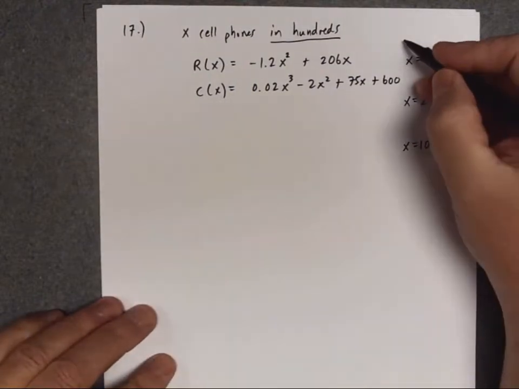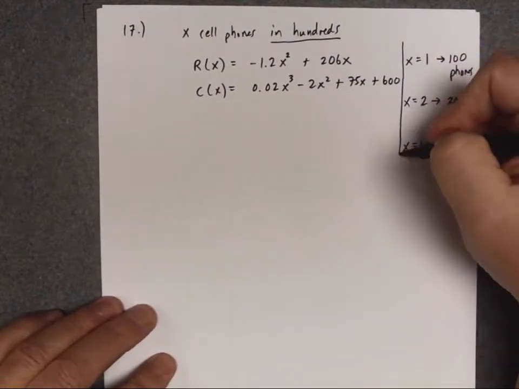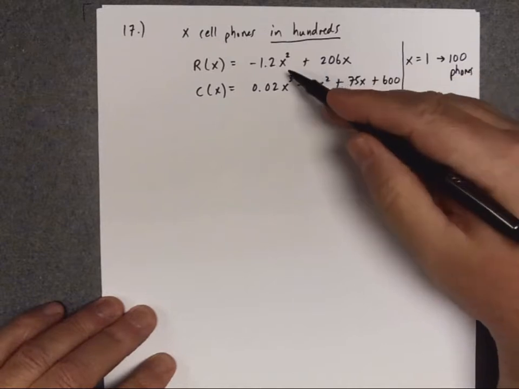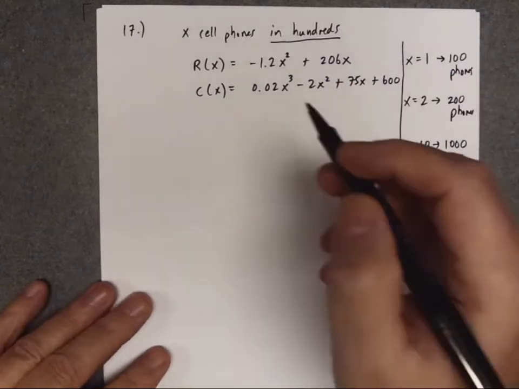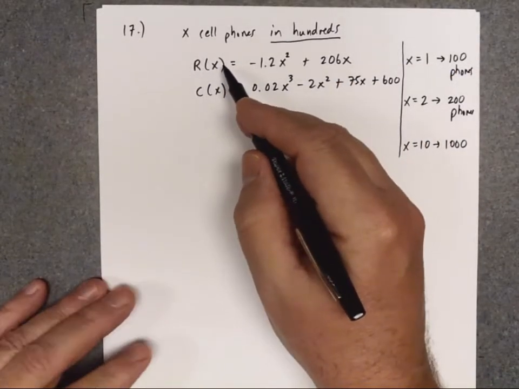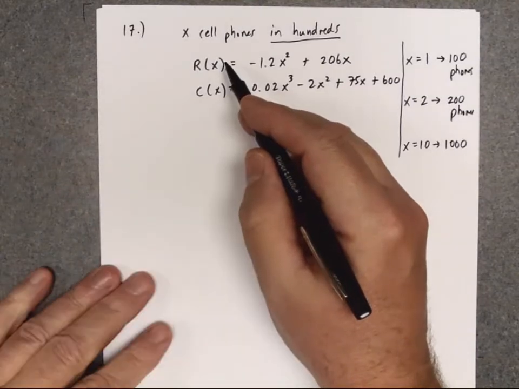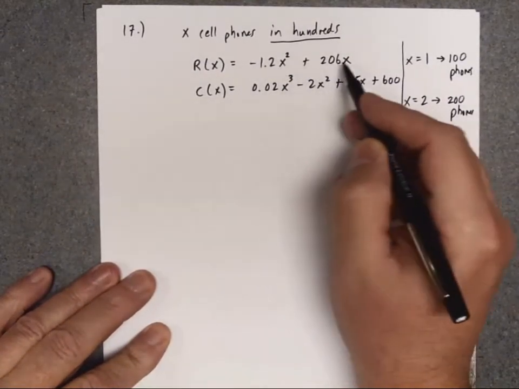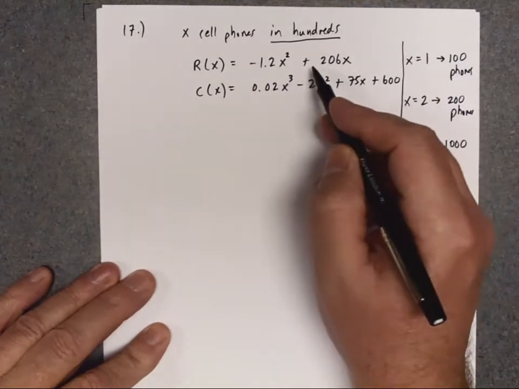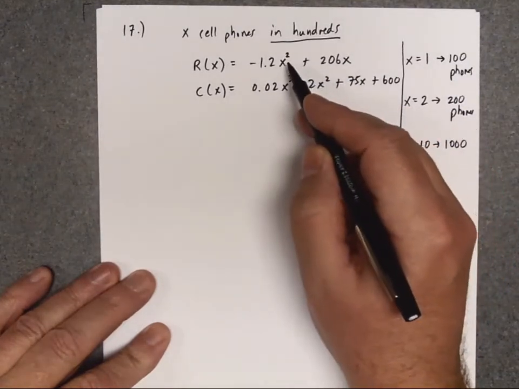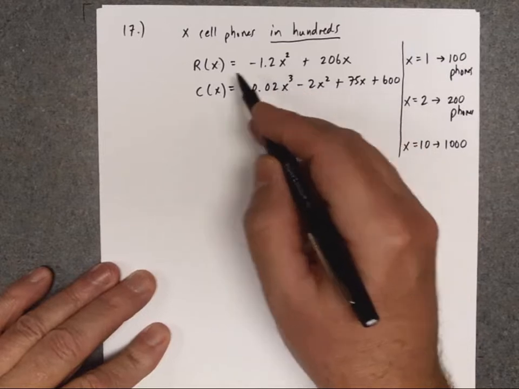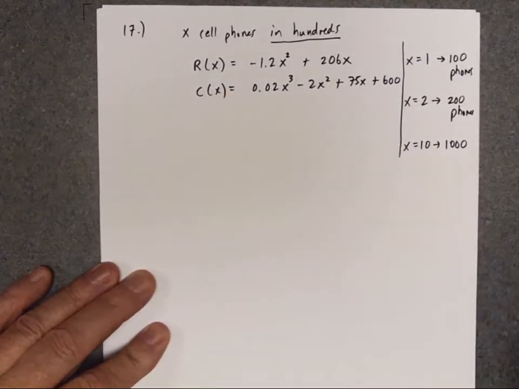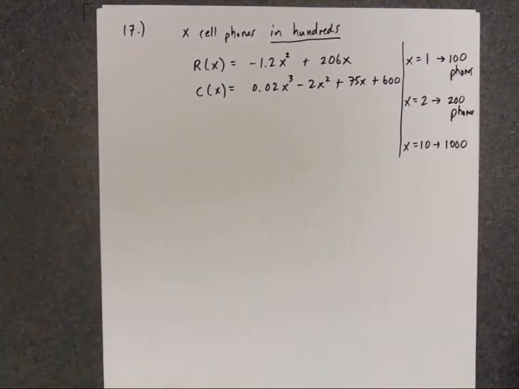So the idea here is that we have these two equations, and they're both functions of x, which makes sense, right? Because the revenue is the amount of money that people pay to buy the phones, and of course, it's going to depend upon how many phones you sell. The more phones you sell, the bigger the number for x is, the higher the revenue is, the more money you take in from the customers.